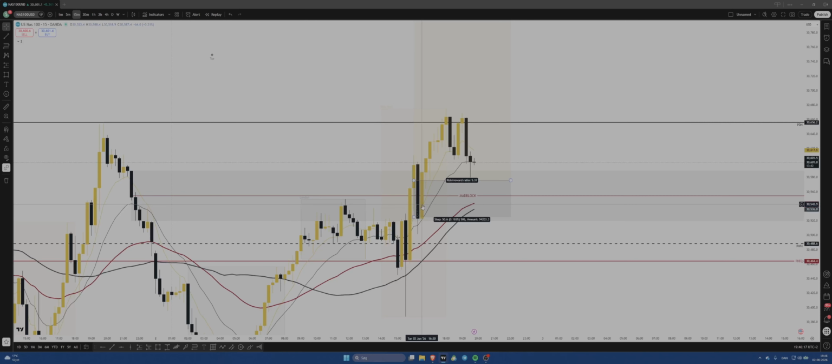So overall, I risked about 0.3% and not my total risk of 0.5%. So the risk and trade management was on point, and it was just a very nice trade.